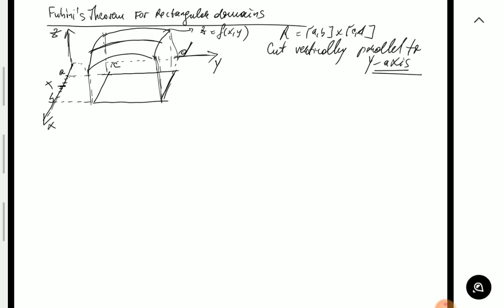Imagine that this is actually a loaf of bread, and you cut it from above, corresponding to a fixed x between a and b. Let's actually use a different color to visualize it better.